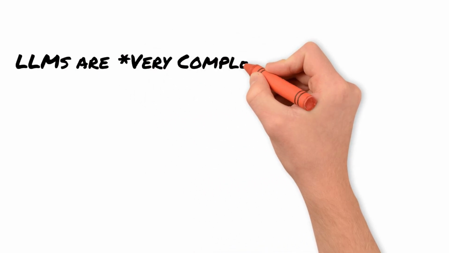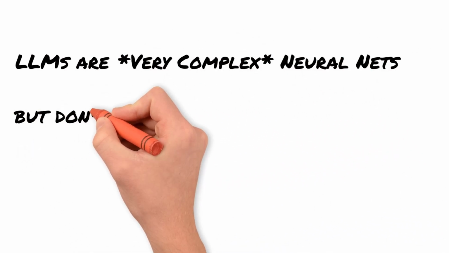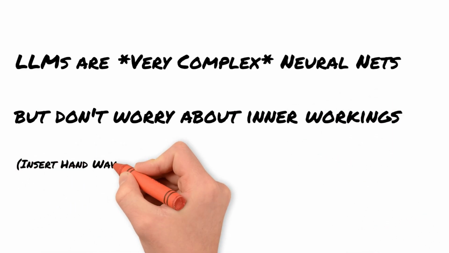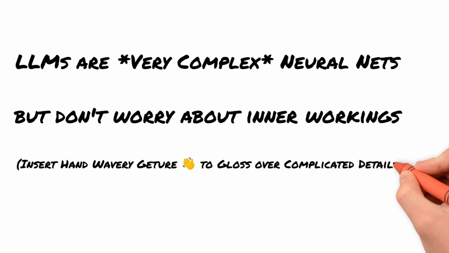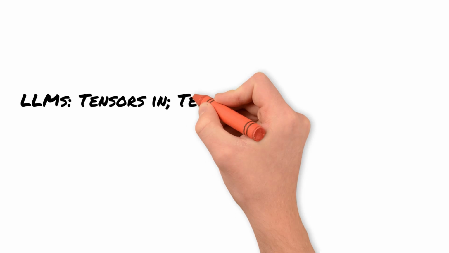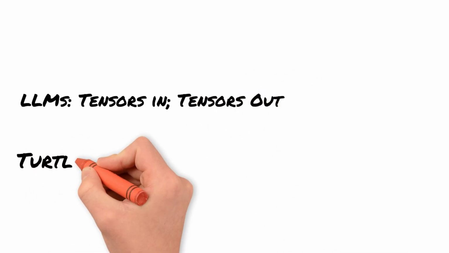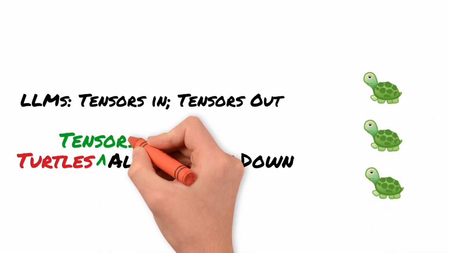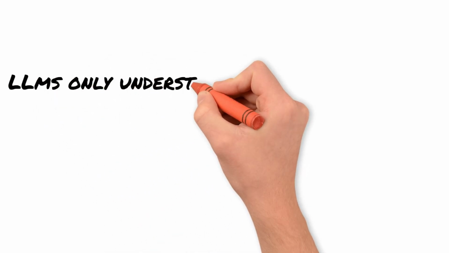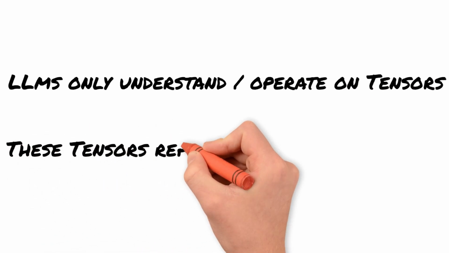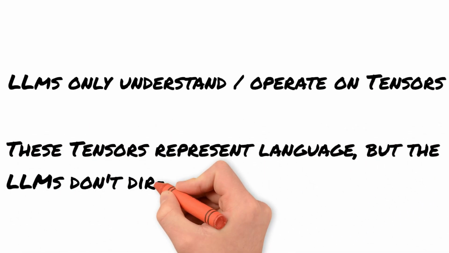So LLMs are very complex neural nets, but don't worry about the inner workings. We're just going to wave our hands a little bit and gloss over the complicated details for now. I like to think of LLMs as tensors in, tensors out. You may be familiar with the phrase turtles all the way down. It's kind of like that, but instead of turtles, it's tensors all the way down. LLMs only understand and operate on tensors. Mind you, these tensors represent language, but the LLMs don't directly understand language.